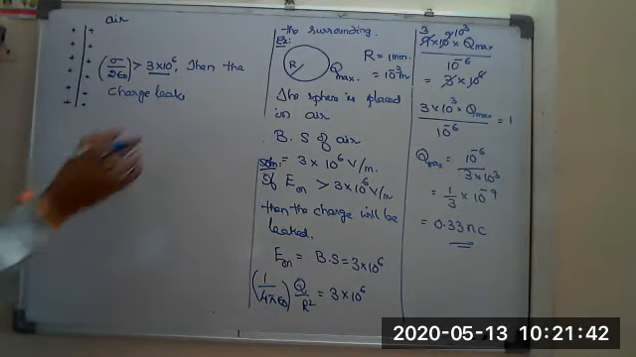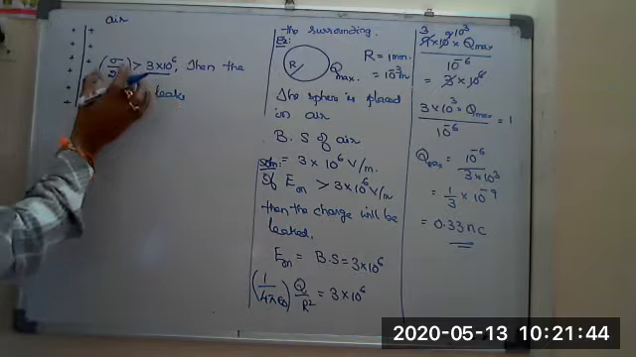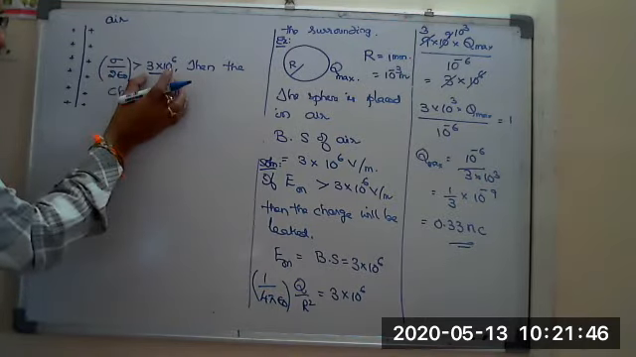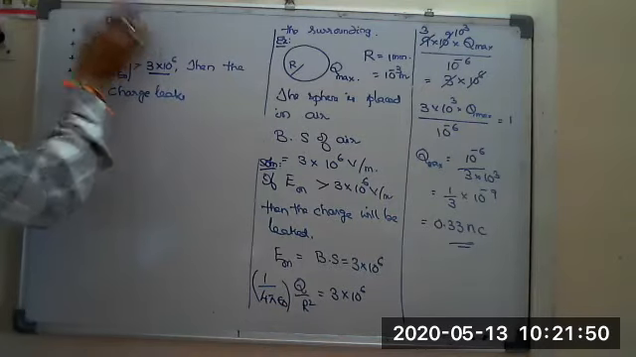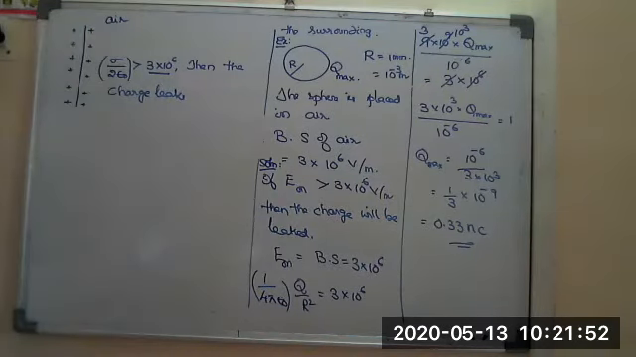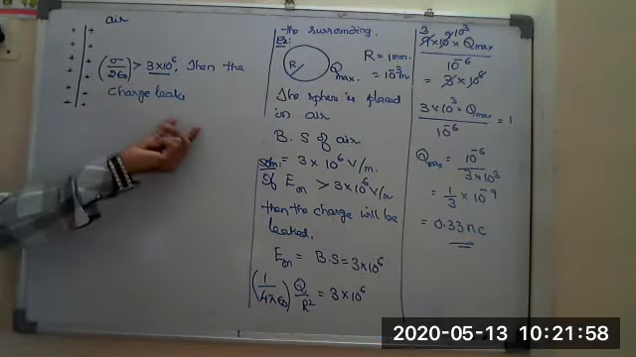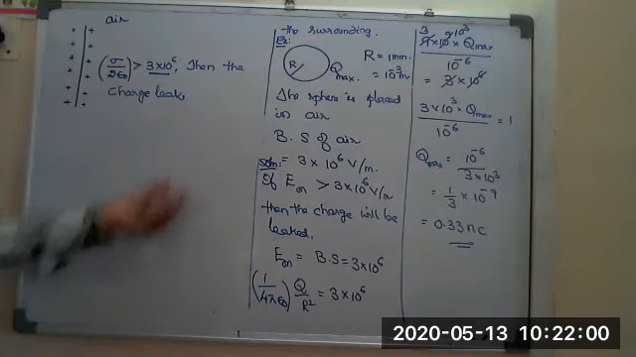That point also I discussed yesterday. If E is greater than 3 into 10 power 6, the insulating medium behaves as a conductor. That is what I explained yesterday: the lightning, the charge leaking into air, the lightning concept from the flux.